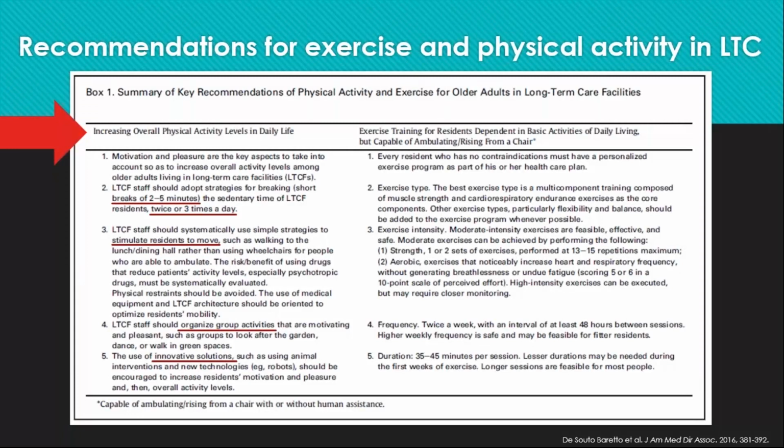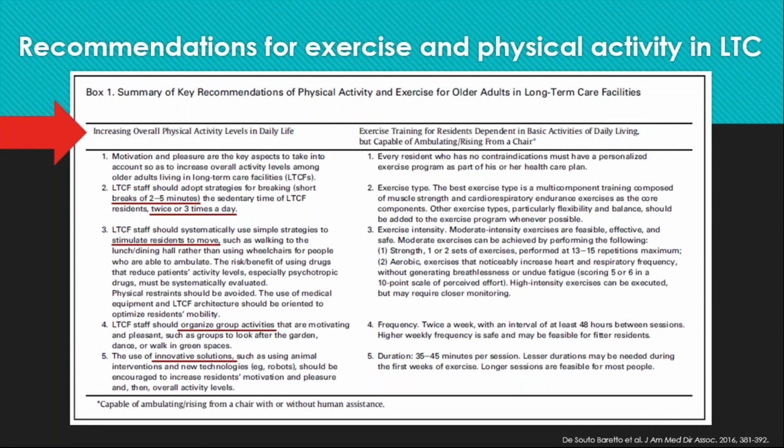And that really focuses on the next item, number 3, stimulating residents to move. So, if they are able to walk, helping them to walk to the dining room, helping them to walk to the common room, rather than going in a wheelchair, of course, when possible. Number 4 is organizing group activities that are motivating and pleasant, just to get people out and about, out of their rooms more often. So things like going to look at the garden, dancing, walking in green spaces, those types of things.